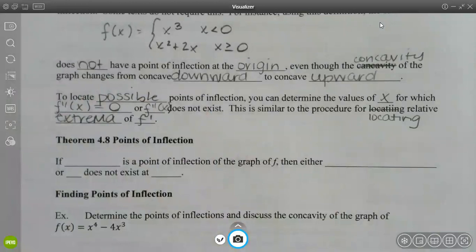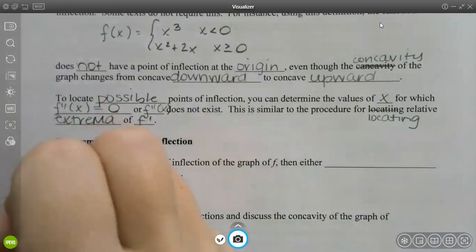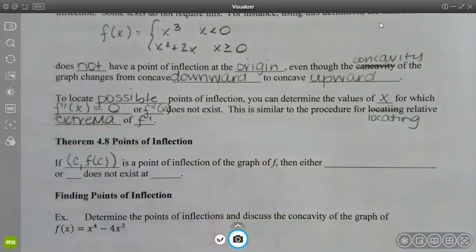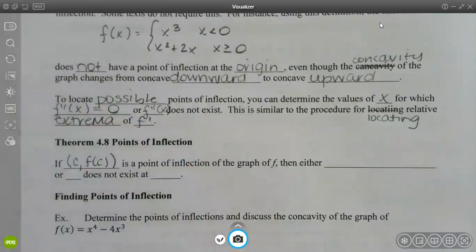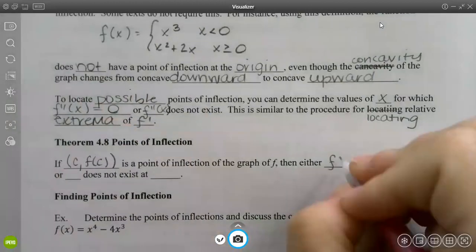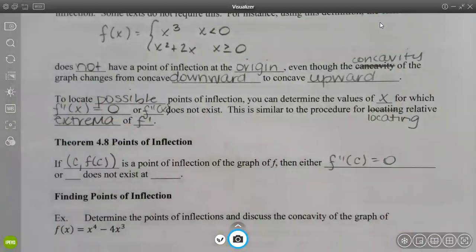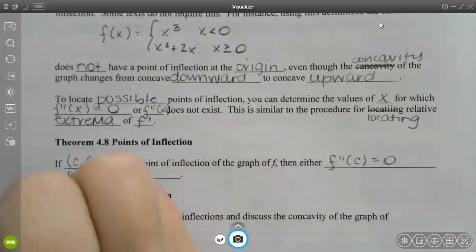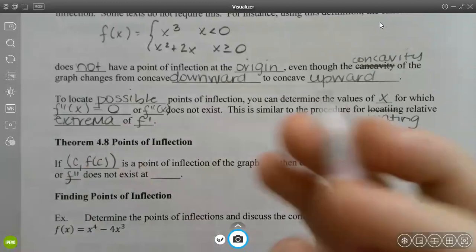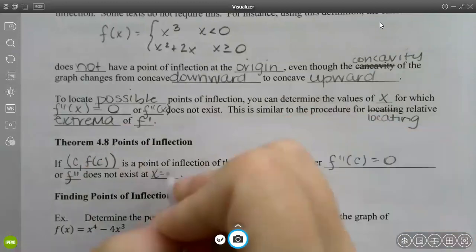Theorem 4.8, points of inflection. If (C, f of C) is a point of inflection on the graph of f, then either f double prime of C is equal to 0, or f double prime does not exist at x equals C.